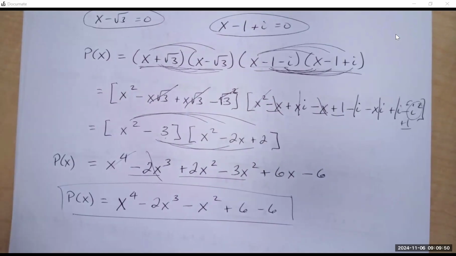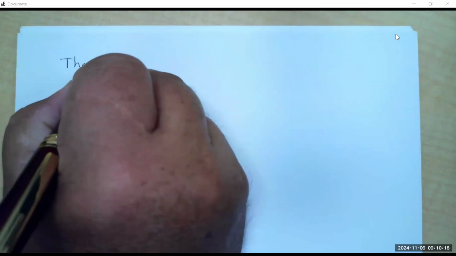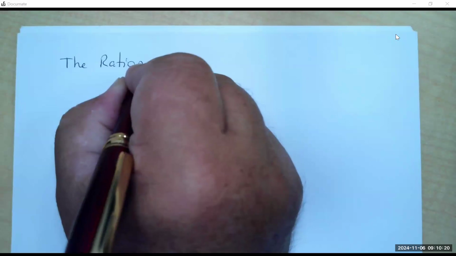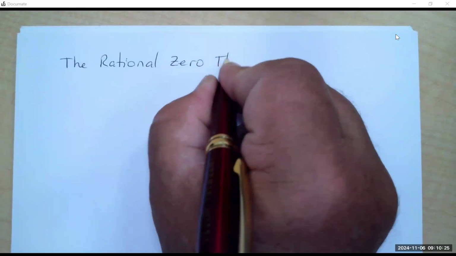Does that make sense so far? It's a lot of writing. I apologize. But now here's where we start putting everything together. Now we can start solving for, we can find the intercepts of much larger polynomials. We first have to talk about the rational zero theorem.